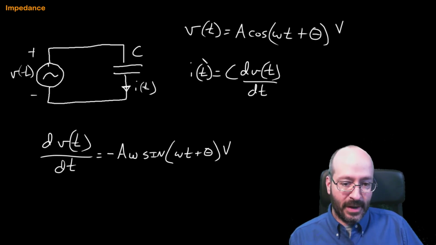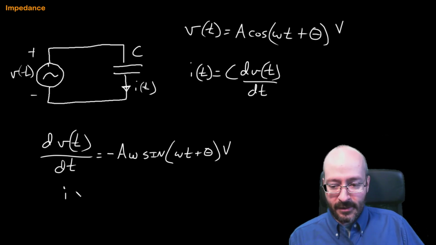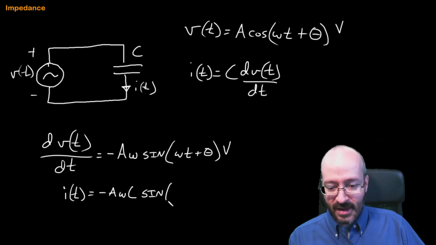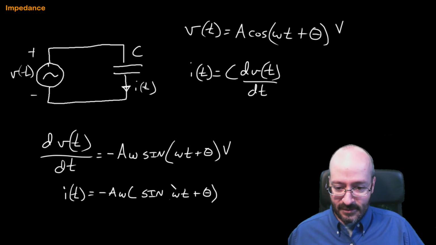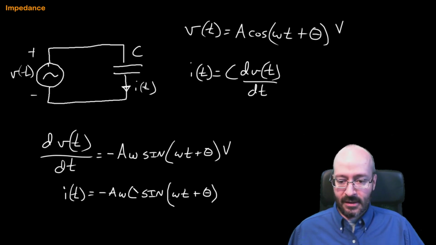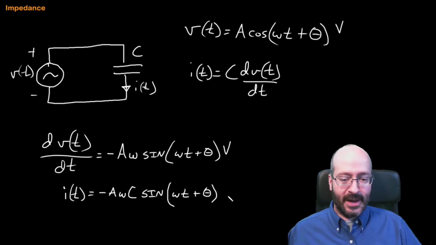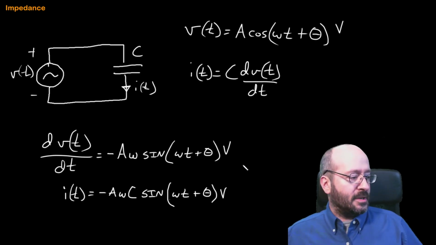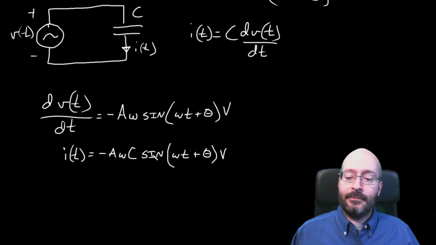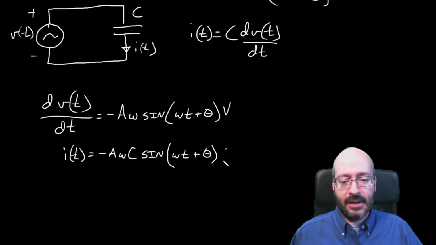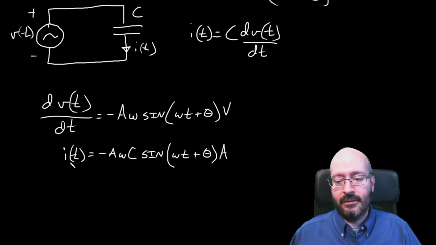So that's the first thing we need up here. And then we can rewrite the current. We can say negative A omega C sine omega t plus theta. Okay, that's not a C, that's a bracket. Always trying to improve my handwriting, especially with this fancy tablet. Oh, that's not in volts. You would have yelled at me in class, right? That's in amps. It's a current.